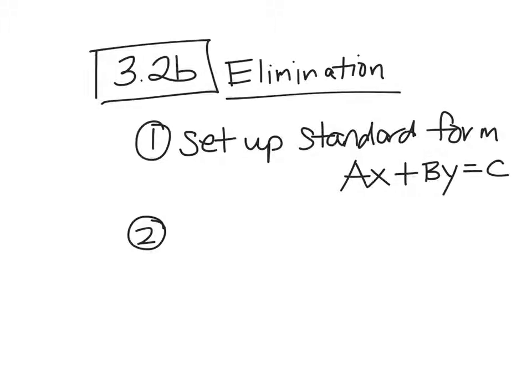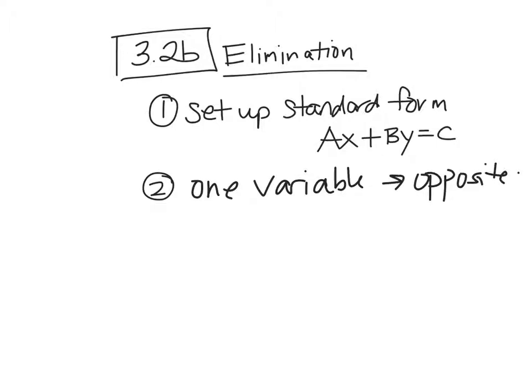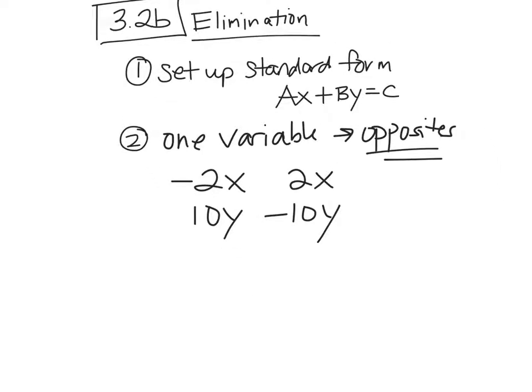Number two, what you're going to do here is get one variable from one equation to be the opposite of the other equation. Okay, so we're looking for opposites. For example, negative 2x and positive 2x, 10y and negative 10y. The reason why is because if you add them up, they eliminate. They cancel each other out. They're opposites of each other. All right, so that's our second step.